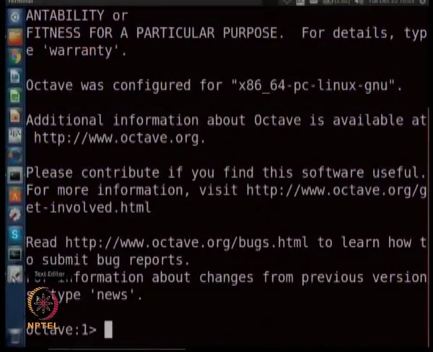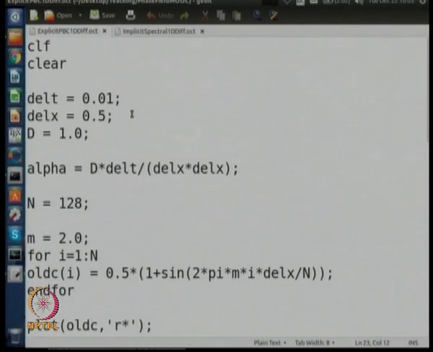Welcome. We are looking at the explicit method with the periodic boundary conditions, and we are having some difficulties in getting the solution. So, I have noticed a couple of errors. I am going to go through the script once more, let us fix the errors and then run the code.